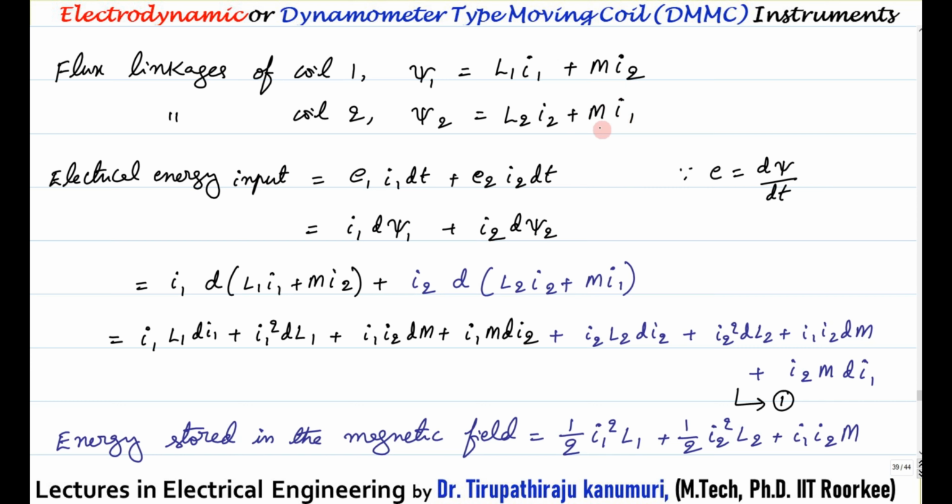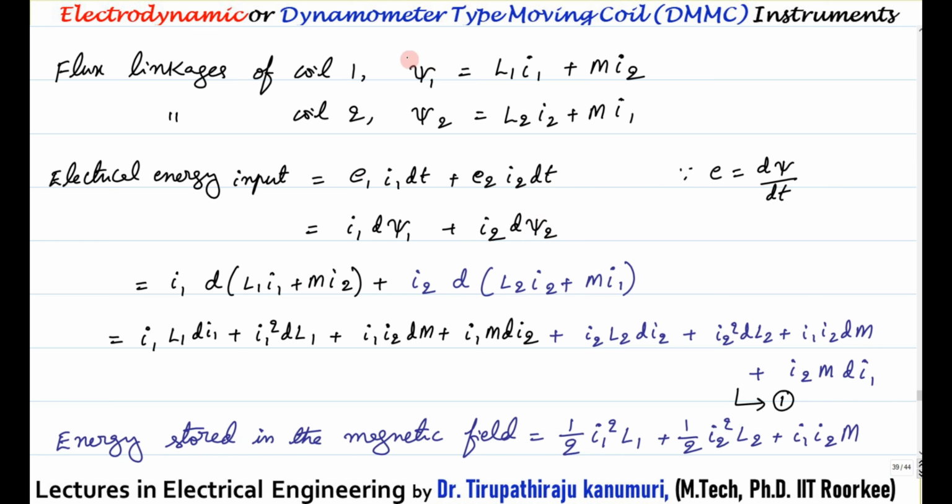Or we can calculate the total electrical energy input. Total energy input will be equal to the integration of the power, that means integration of E multiplied by I. You agree with me? So this will be E1 I1 dt plus E2 I2 dt. If you do the integration, it will give the energy for the required time. We know that the EMF is nothing but d psi by dt, as we have seen in EMFT. So I can write d psi equal to E dt. That means E1 dt is d psi 1, and similarly E2 dt is d psi 2. So this will become I1 d psi 1 plus I2 d psi 2.